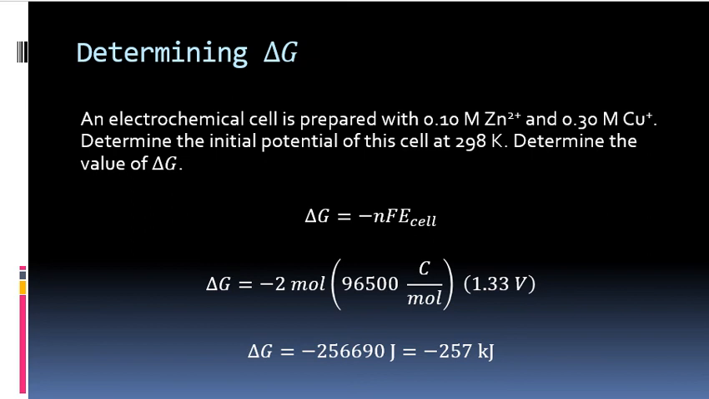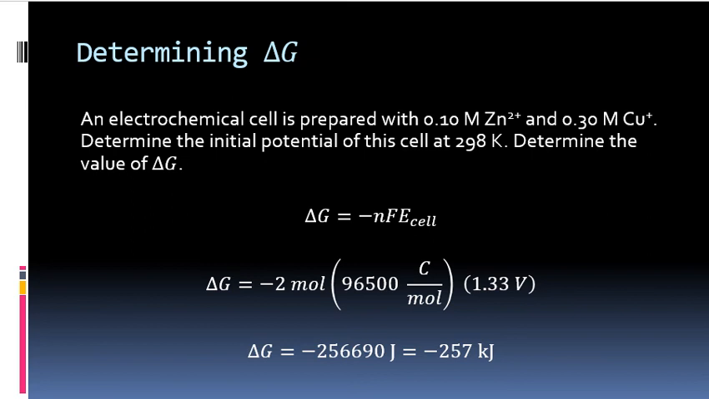We could have plugged in the 1.28 if we wanted to calculate the standard change in free energy, but that's not what's being asked for, since you don't see delta G naught. Now, plugging all those things in, essentially you're going to get delta G equaling negative 256,690 joules. Joules came from the fact that a coulomb times a volt equals 1 joule. So, coulomb volt, that's the same thing as a joule.